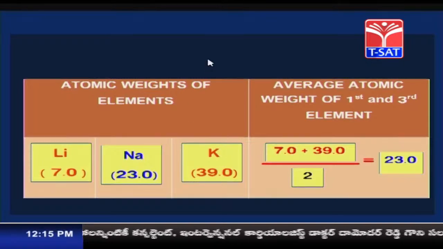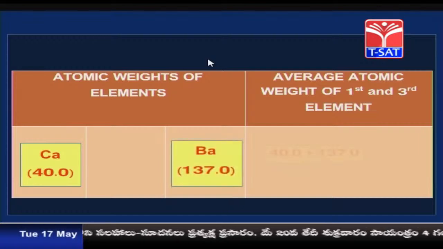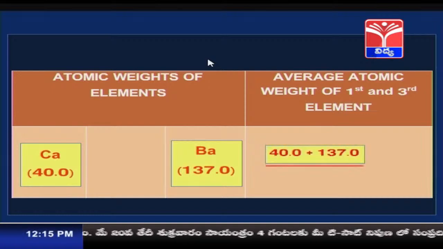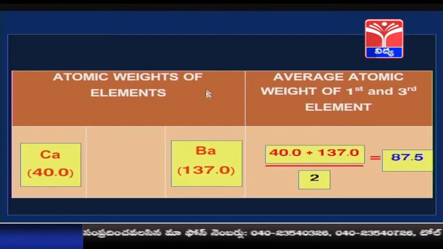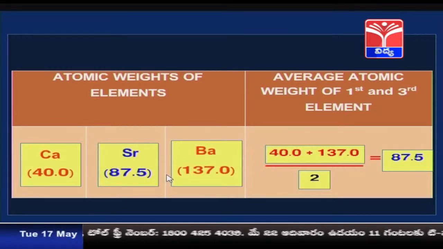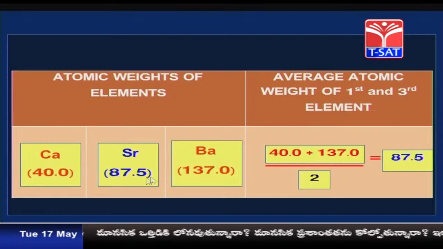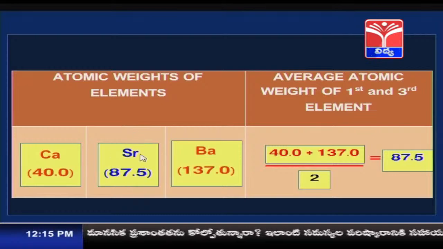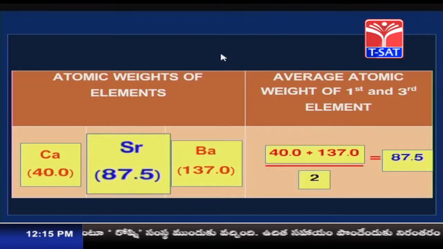Now, we will go for the second Dobereiner triad. Calcium whose atomic weight is 40, barium whose atomic weight is 137, and the sum of their atomic weights and the average value is here, 87.5. Now, let us see the atomic weight of the middle element, that is strontium, is 87.5, that is nothing but Dobereiner's law of triads. The atomic weight of the middle element in a triad is the average of the first element and third element, it is also matching. We will go for the third triad.